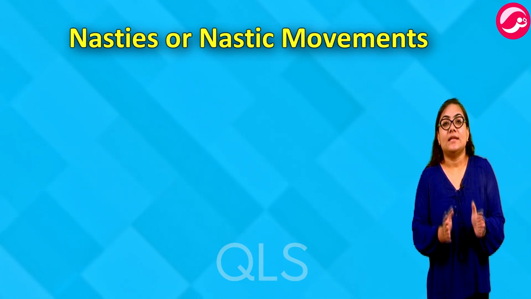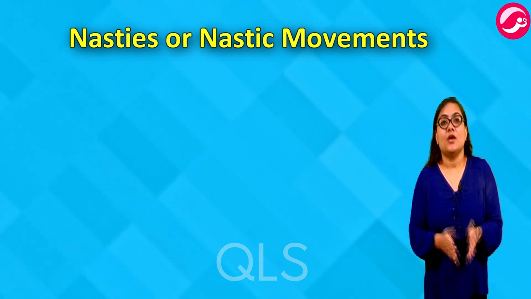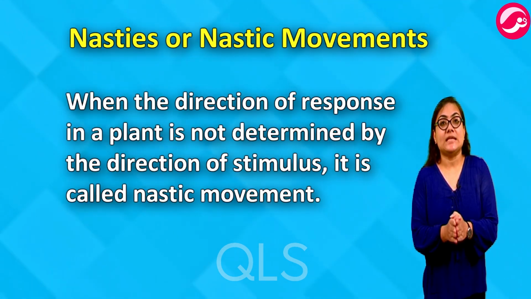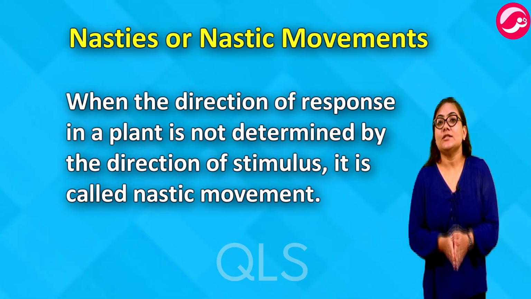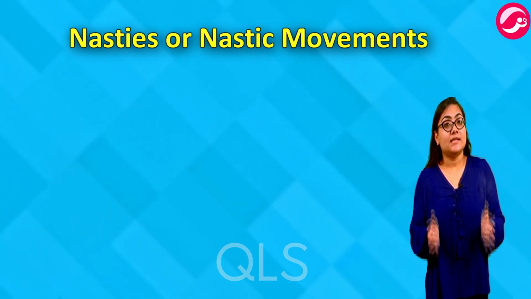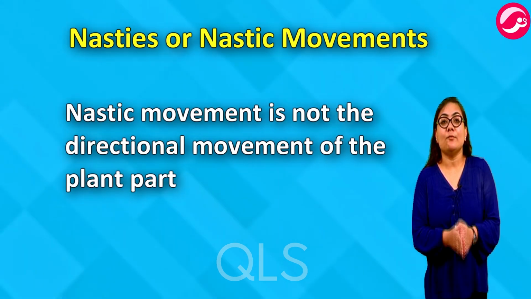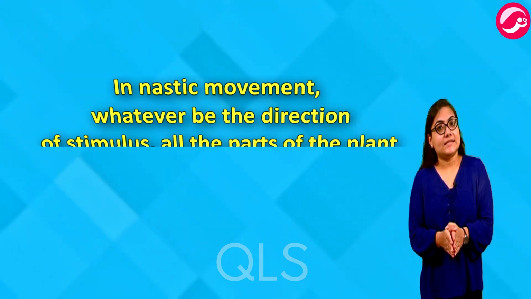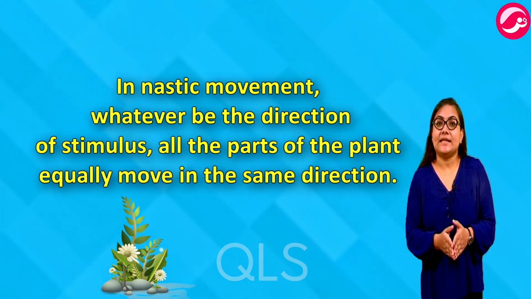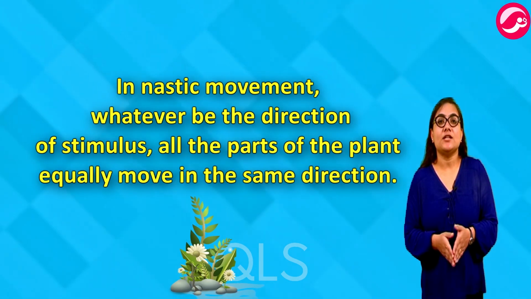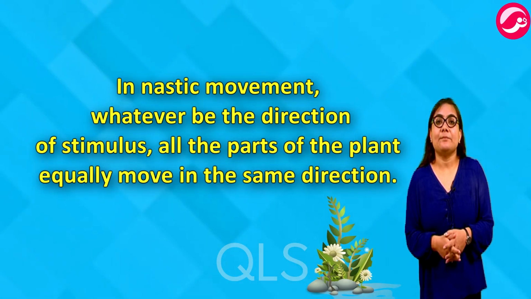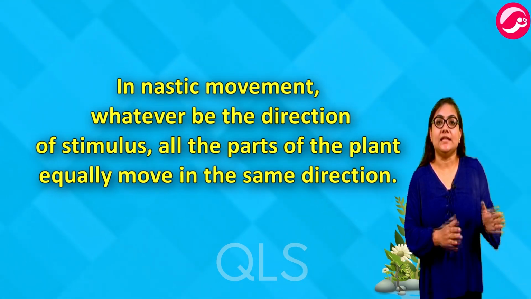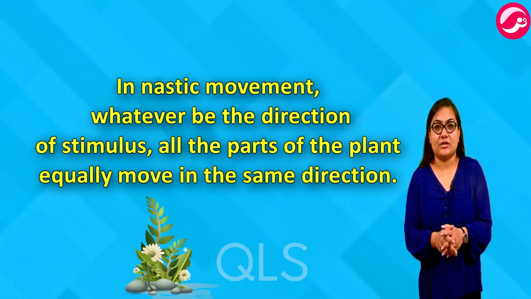Nastis or nastic movements. When the direction of a response in a plant is not determined by the direction of a stimulus, it is called nastic movements. The nastic movement is not the directional movement of the plant part. In nastic movements, whatever be the direction of a stimulus, all the parts of the plant equally move in the same direction. This type of movement is generally seen in leaves, flowers, petals, etc.